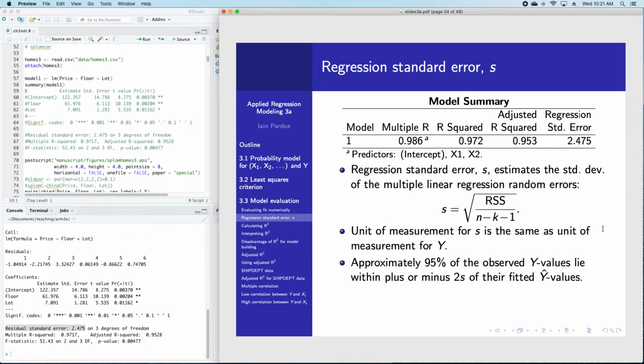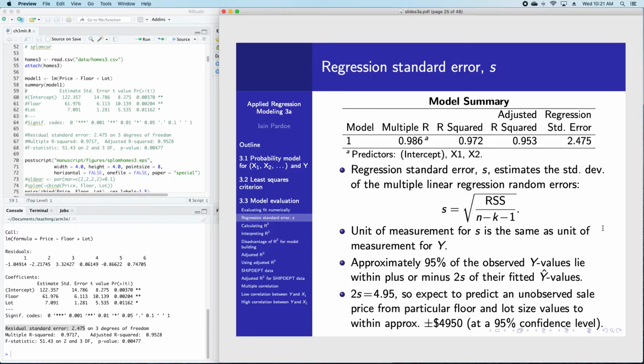Well, one way to interpret that number, just as in simple linear regression, is to double it, and then we can say approximately 95% of the observed y values lie within plus or minus 2s of their fitted y hat values. So in this case, if we double 2.475, we get 4.95, so we can expect to predict an unobserved sale price from particular floor and lot size values to within approximately plus or minus $4,950 at a 95% confidence level. So in essence, this is a very rough prediction interval.